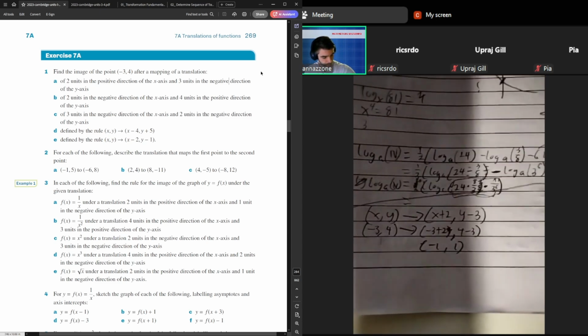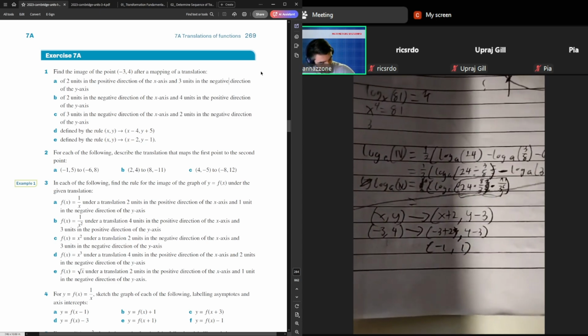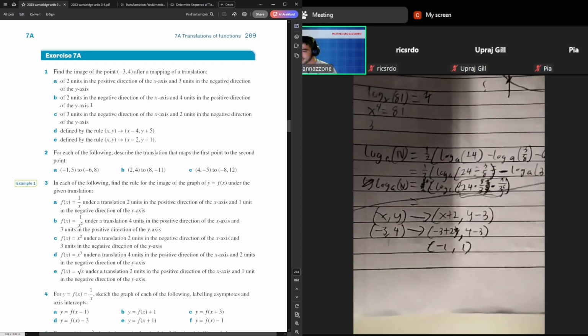Okay, hopefully I've done the math on that one right. Looks about good. Okay, I can do addition, nice. On to 1b. So again, we're just dealing purely with translations here. We're starting at the exact same spot, -3, 4. This time we're doing 2 units in the negative x and 4 units in the positive y. What's it going to look like now?